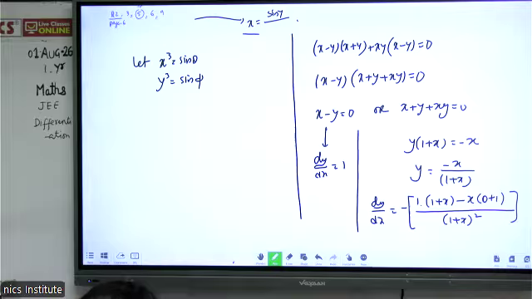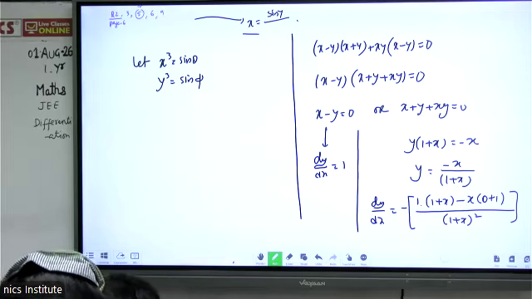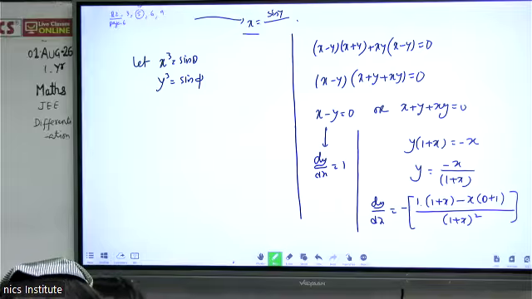ये क्या किया? y by x कहाँ से आ रहा है ये वाला? हम्म. तो ये क्या है? y स्क्वायर. अच्छा अच्छा. ओ चेन रूल. हम्म.